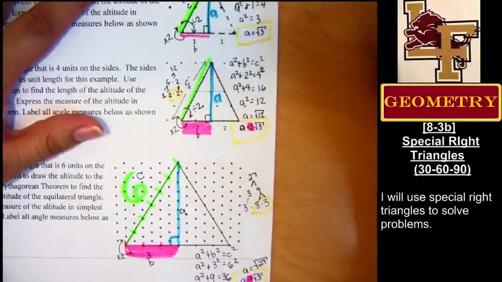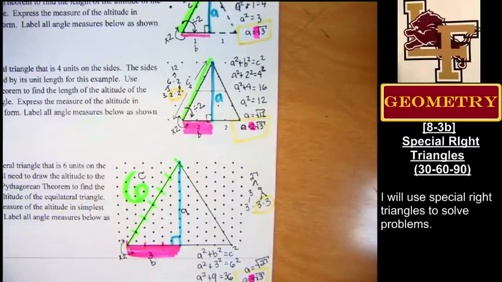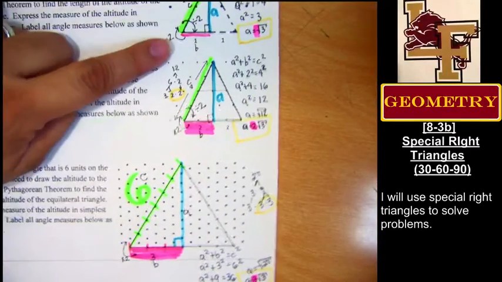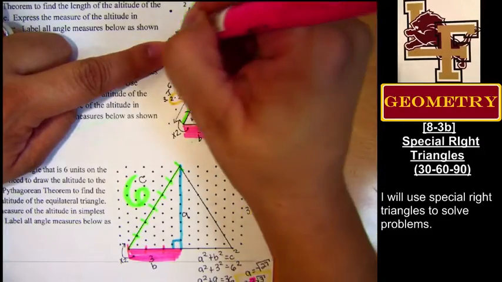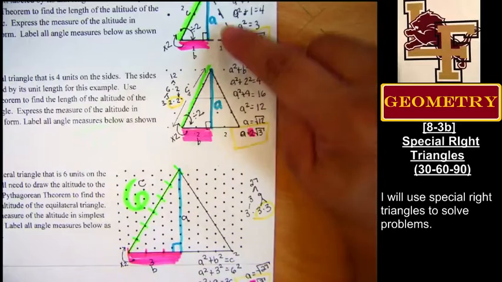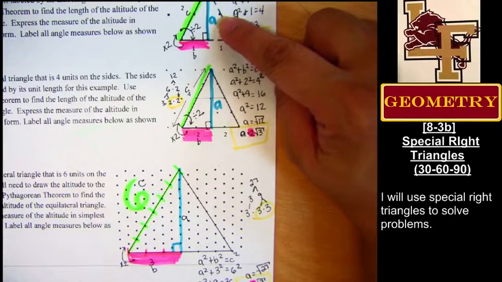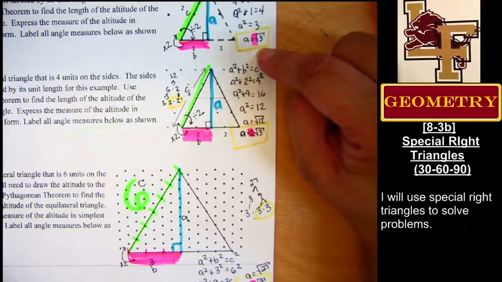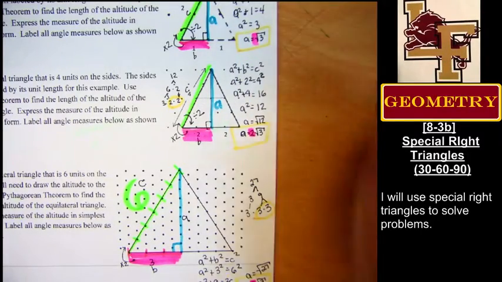This one doesn't have anything in front of the radical, so I can assume that it's a 1. Where does 1 appear in this triangle? The short side. So it looks like the pattern goes short side to long side. Just stick a square root 3 next to it. It's multiplication. Okay? Let's play with that pattern, shall we?